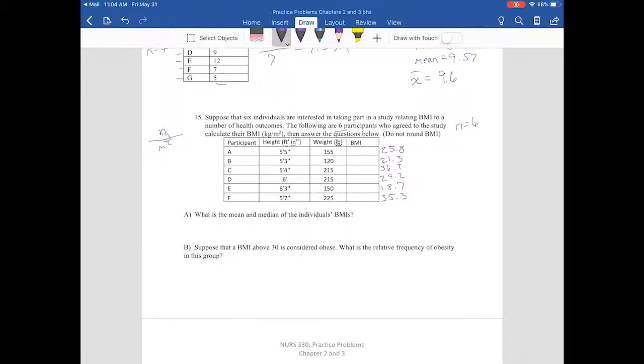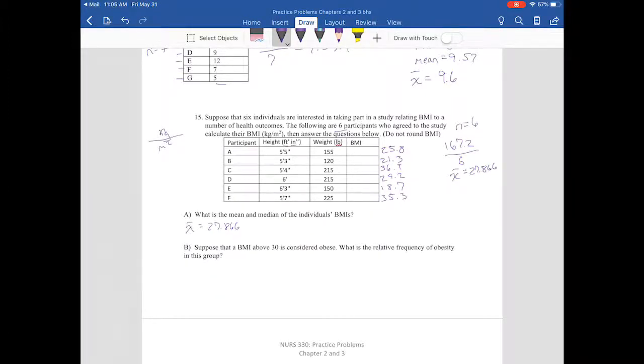Now, if you add up all these values and divide by the total number of 6, you should get 167.2 divided by 6, which is going to give you an x bar of 27.866. So that is going to be your mean. Trying to write that. Mean is equal to 27.866.